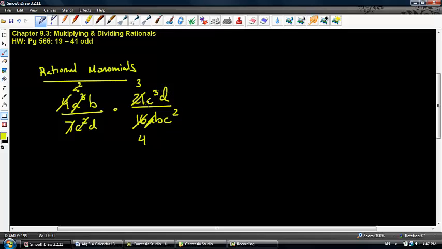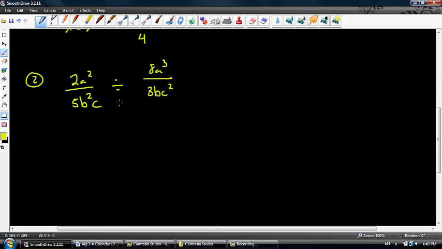C squared and c to the third can cancel each other out, leaving me with c. B and b are going to cancel each other out. D and d are going to cancel each other out. So let's do a preliminary cleanup here, because this is getting kind of messy. Looks like from the top I have left over a 3a squared c over 4c squared. Now I can go and cancel out my c's. I'm left with 3a squared over 4c.